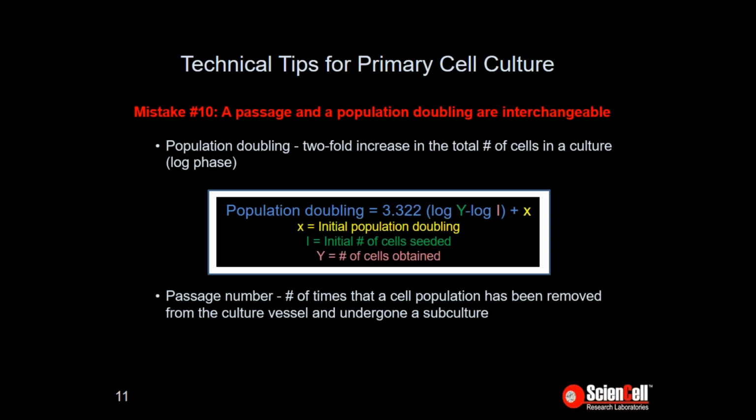So very importantly, a passage and a population doubling are not the same. A population doubling is a twofold increase in the total number of cells in a culture, while the passage number is the number of times that a cell population has been removed from the culture vessel. A passage can be highly variable depending on who is doing it or whether a split of, say, 1 to 3 or 1 to 4 is being used. For all of our primary cells, we always refer to a population doubling rather than a passage number.